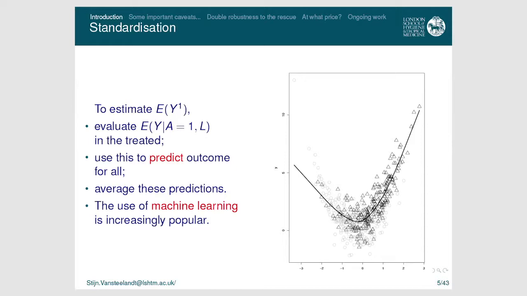And the picture here shows a slightly more complicated model where I'm using splines to make predictions. But again, the principle is the same. We use the predictions, which are sitting on the line, we evaluate them for all people in the study and take the average of those at the end of the day.